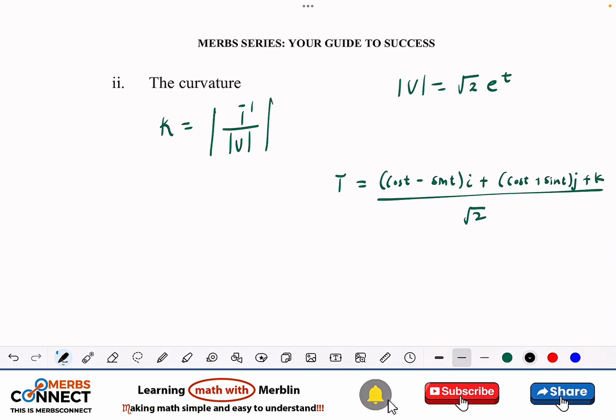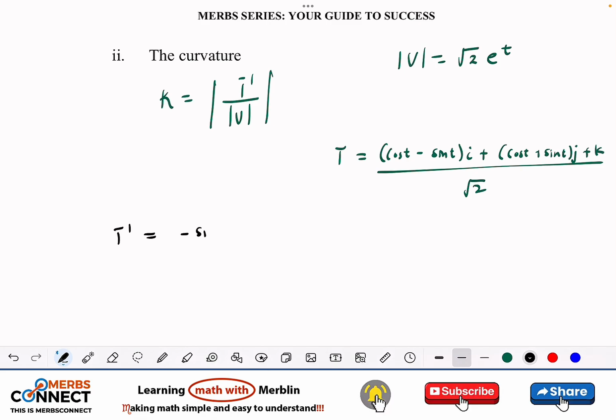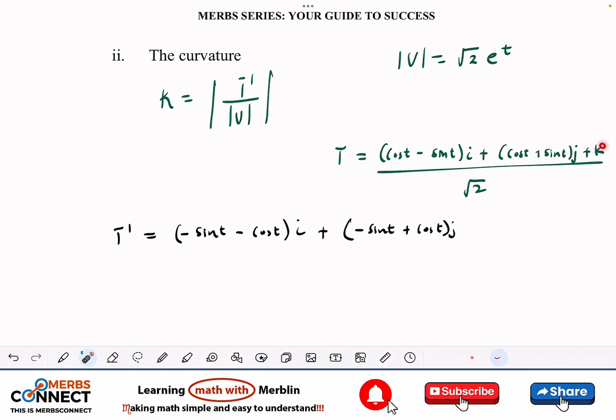Good. So T prime is equal to, now let's differentiate cos. When you differentiate cos, what do you get? Minus sine. When I differentiate sine, I get cos. So this will be (minus sin t minus cos t) i, same thing for the other one. I differentiate cos, I get minus sine, then I differentiate sine, I get cos, j. Then here there is no t in the k direction, so when I differentiate it, I'll get 0. Then I'll divide it by root of 2. Good. So basically that's what we are going to get.